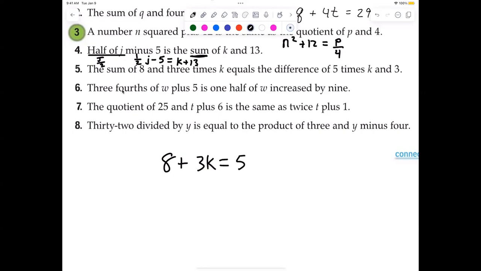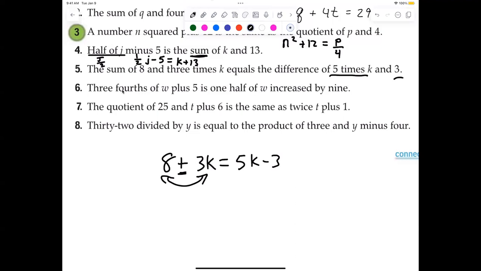That's perfect. Now, again, you should be trying, not just writing my answers down. The sum of 8 and 3 times K. So we're adding 8 to 3K. That equals the difference. So we're subtracting 2 things. We're subtracting 5K and 3.